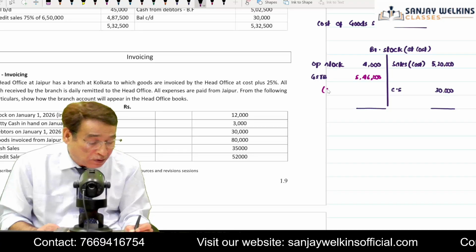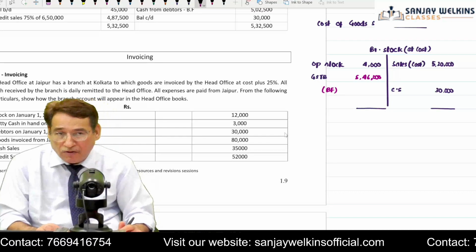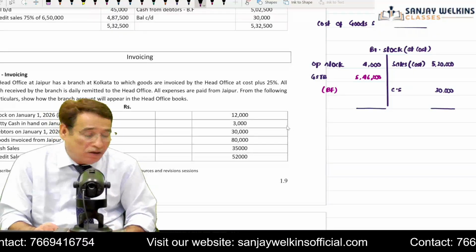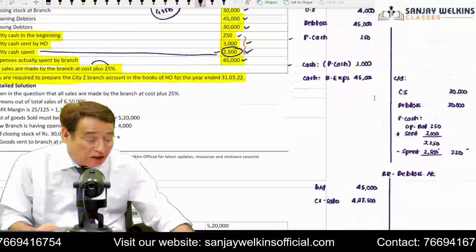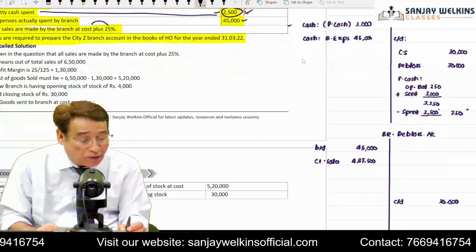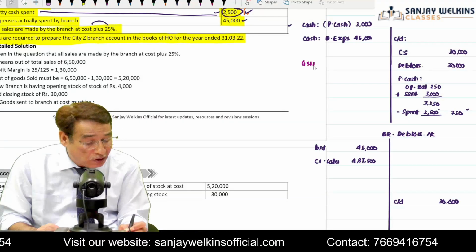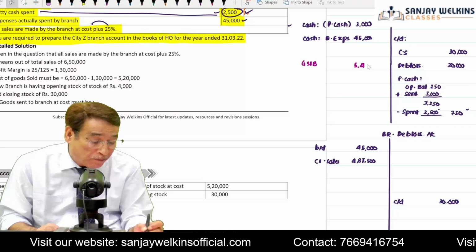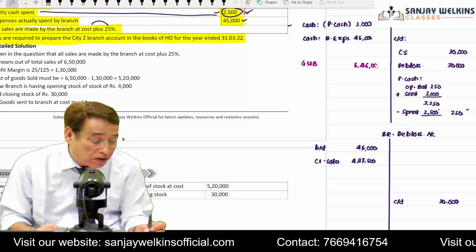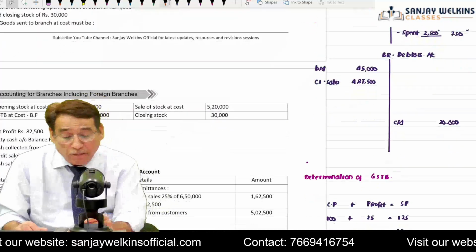Is it clear to you or not? This is the balancing figure. 5,46,000. Is it clear to you or not? Right, sir. Absolutely clear. So 5,46,000 in this case will be your goods sent to branch account. It's a pretty interesting question. Goods sent to branch account is 5,46,000. This is one part of the game. You have been successful now in finding out what we call goods sent to branch account.